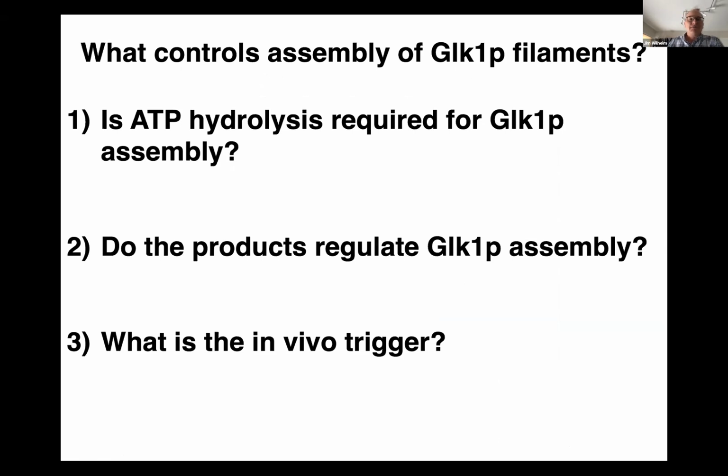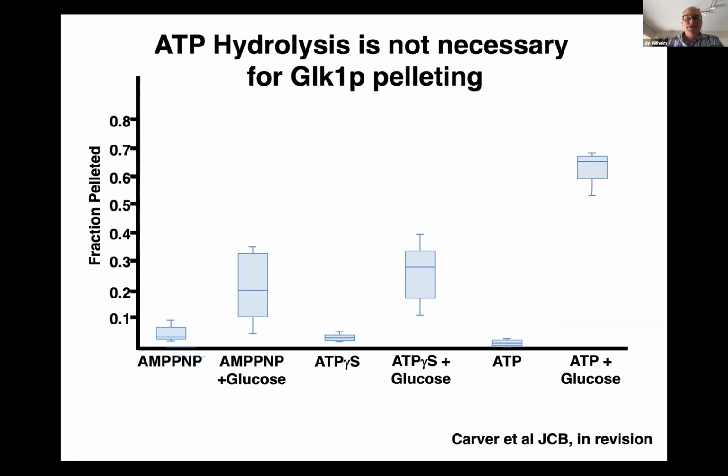In terms of the questions we were interested in investigating, one was, is ATP hydrolysis required for regulating glucokinase assembly? Do the products regulate the assembly? Because end product inhibition is often a trigger for a number of these enzymes. And tying the in vitro work back to what the in vivo trigger might be. So is ATP hydrolysis required to assemble a glucokinase filament? It's not, and we showed that in a number of different ways.